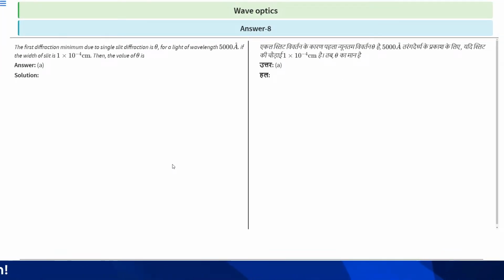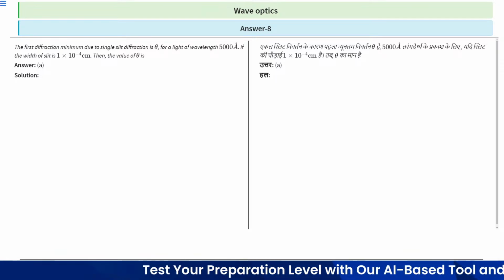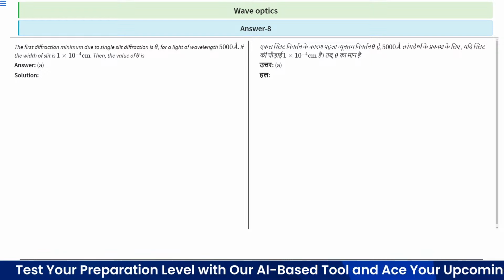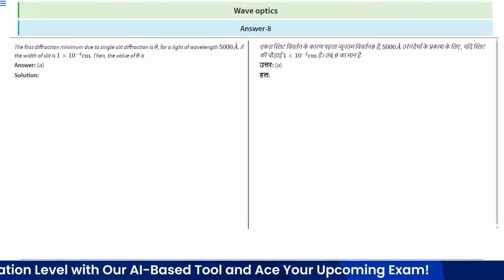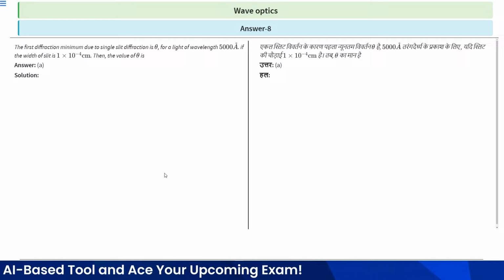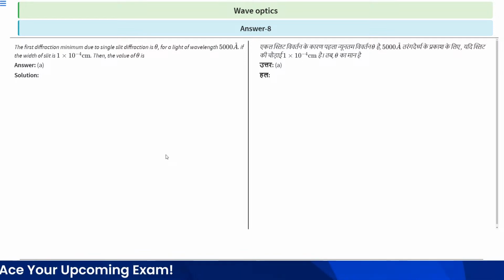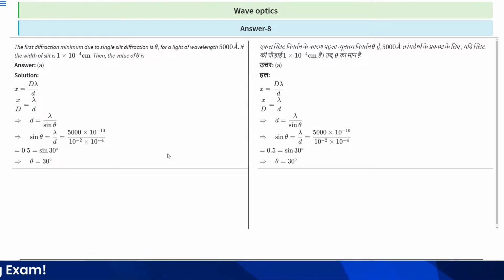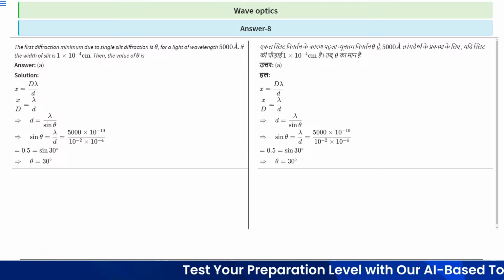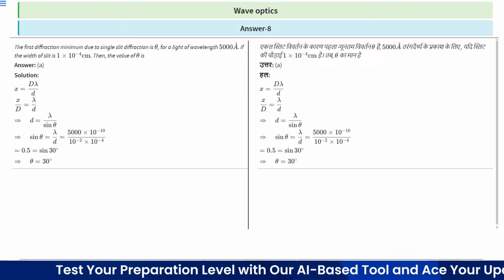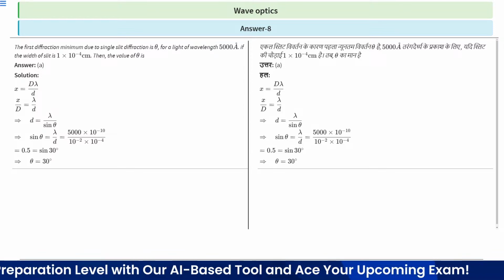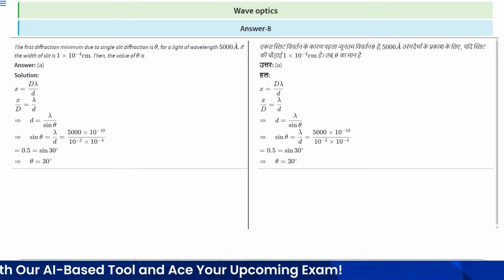So the first diffraction minimum due to single slit diffraction is theta for a light of wavelength 5000 angstrom. If the width of the slit is 1 × 10^-4 centimeter, then what is the value of theta? This is what is asked in this question. So we know x = dλ/d. So x/D = λ/d. This is the simple mathematical terms.